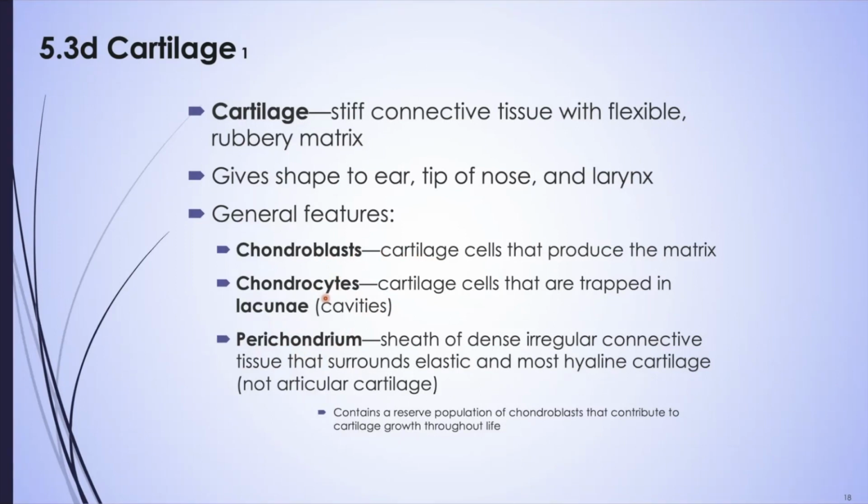So chondrocytes, cyte meaning cells, okay? So these are cartilage cells. Those cartilage cells are going to be maintained within a cavity, and the cavity is called a lacunae. And so the next one is the perichondrium. That's the sheath of dense, irregular connective tissue that is going to surround that elastic and most of your hyaline cartilage. And so your elastic cartilage, your hyaline cartilage, it has this sheath. Not the articular cartilage, because that is an issue with articulation. We'll talk about that when we do our bone stuff.